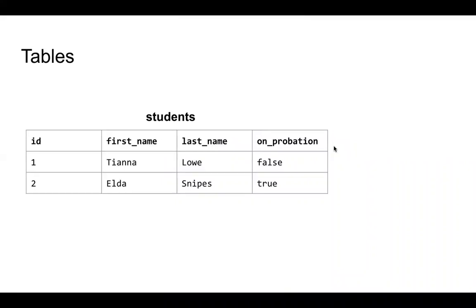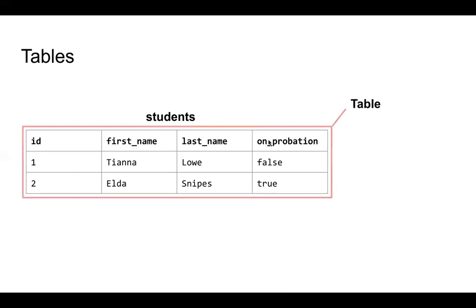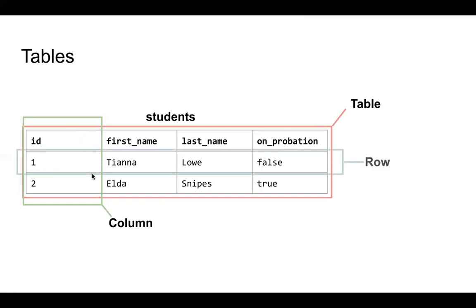Here's an example of a table. We have students. Students have an ID, a first name, a last name, and whether or not they're on probation. Here's a table. Each of these is called a column. So ID is one column. And each entry is called a row. So, columns, rows. Every time we add something new to our database, we're adding a new row, and that row consists of multiple columns.